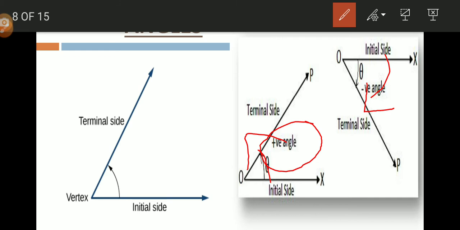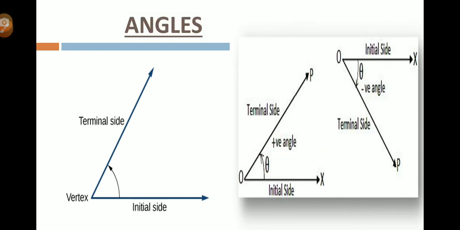What is a vertex? An angle is the figure formed by two rays, called the sides of the angle, the initial side and the terminal side, sharing a common endpoint called the vertex of the angle. There are positive and negative angles. If the direction of rotation is anti-clockwise, we call it positive. Otherwise, if it is clockwise, we call it negative.